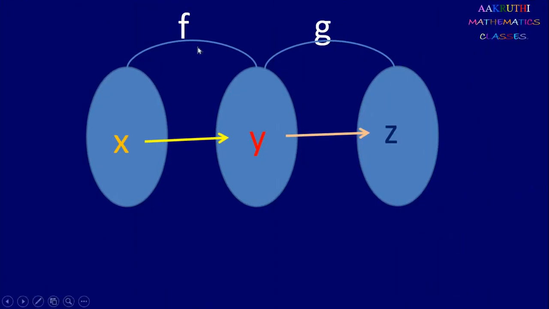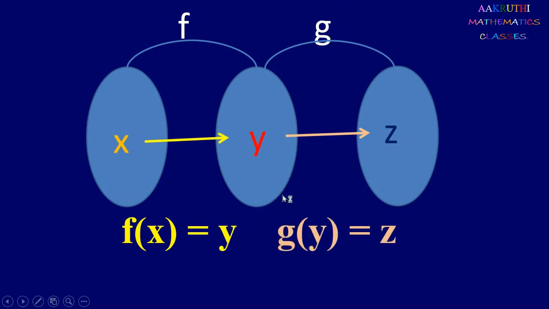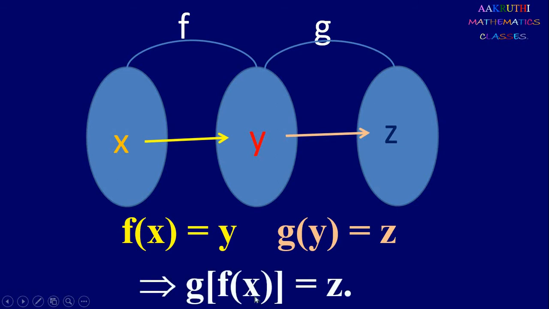Now we consider a function f where x is related to y by the function f. So we can write f of x equal to y. Here we consider one more function g, y is related to z by the function g and we can write g of y equal to z. Then x is related to z by the function g composite f. So here g composite f of x equal to z. So that is called as composite function.